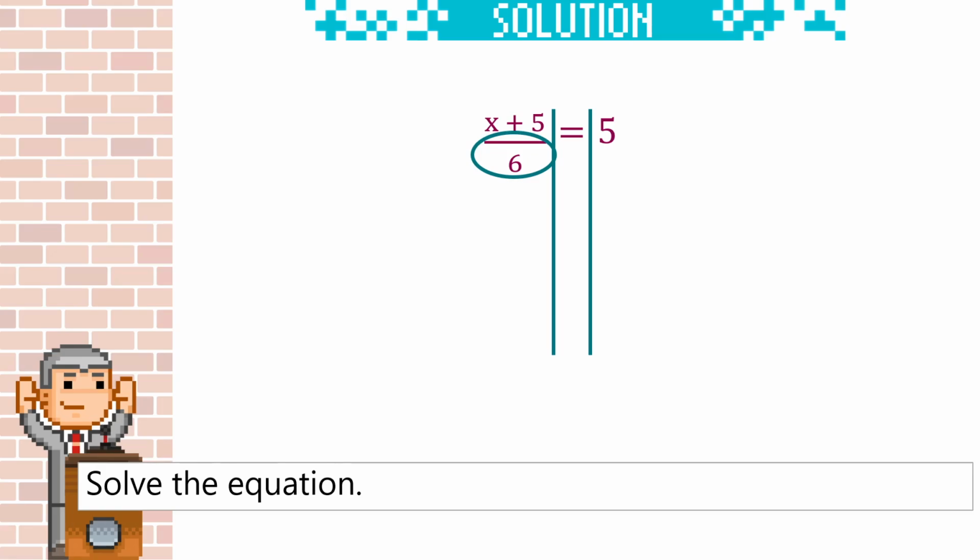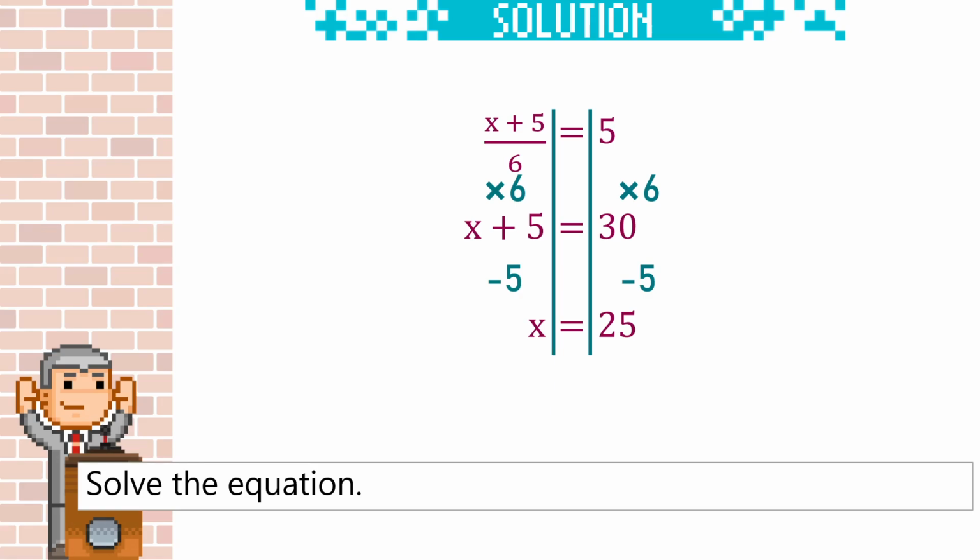The opposite or inverse of divided by 6 or over 6 is times 6. So we get times 6 both sides. That will leave just the numerator, the x plus 5, on the left hand side, and 5 times 6 is 30. Now we can deal with that plus 5. So we're going to do the opposite of plus 5, which is subtract 5. X plus 5 take away 5 just gets rid of it, so it's just the x, and then 30 take away 5 is 25. So our solution is x equals 25.